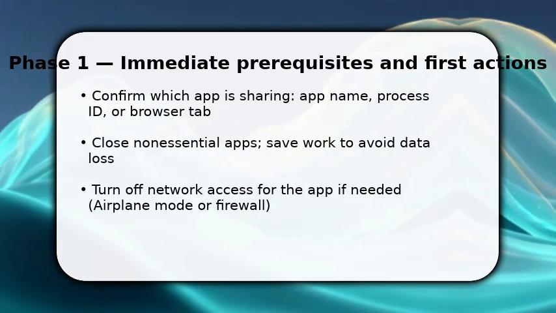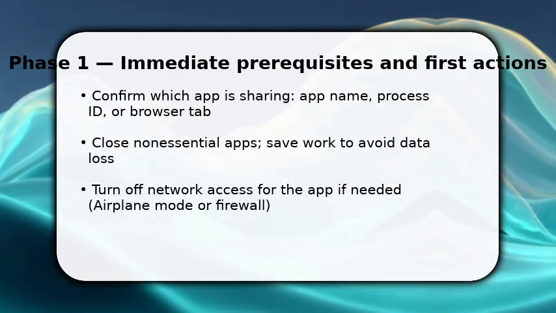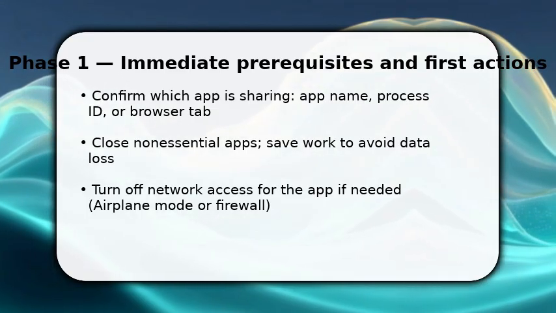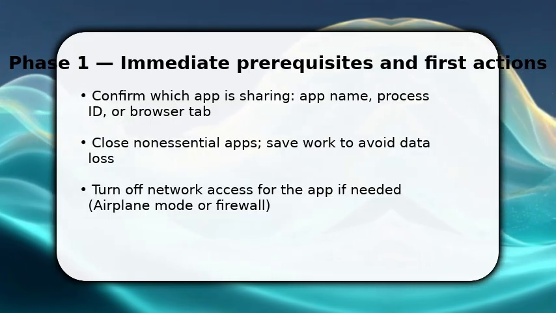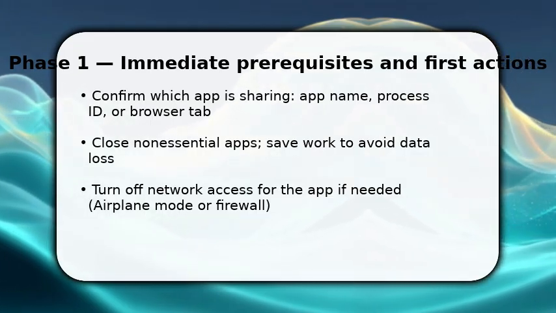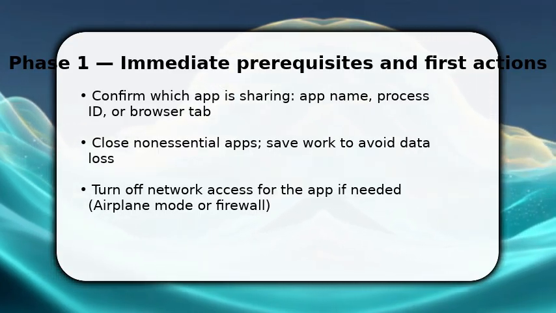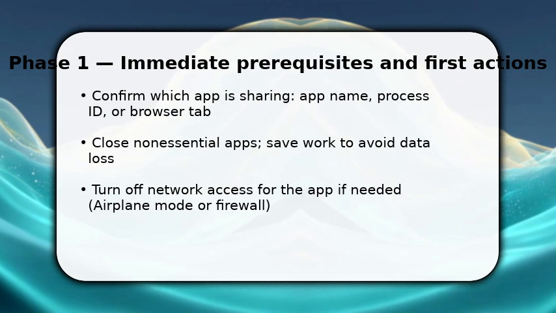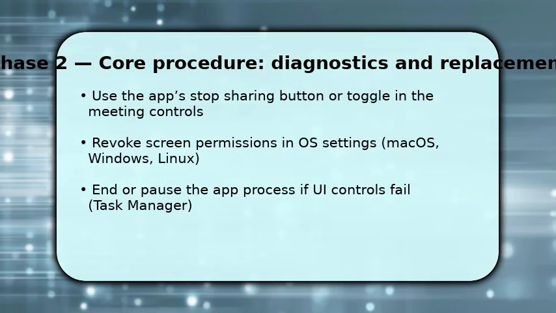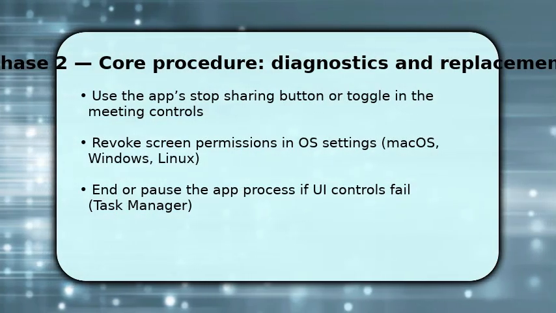If the app persists, cut network access temporarily. Use airplane mode, disable Wi-Fi, or block the app with the firewall. This prevents remote inputs while you act. Make sure to keep the communication channel open with participants if a live meeting is ongoing, so they know you are taking action.